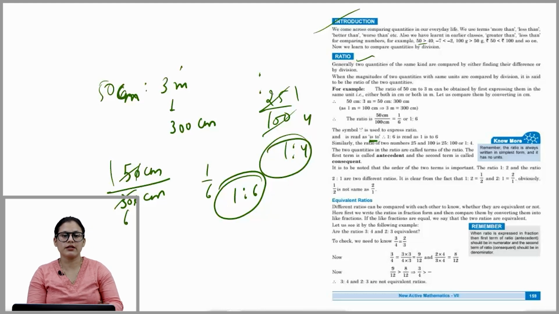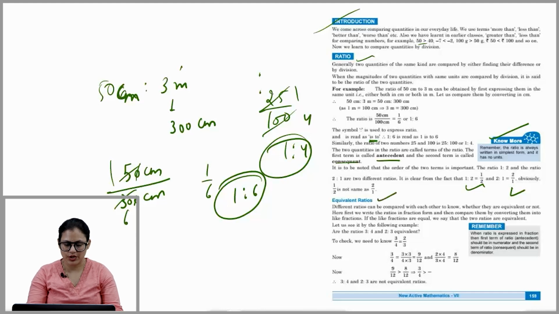Two quantities in the ratio are called terms of the ratio. The first term is called antecedent and the second term is called consequent. It is to be noted that the order of two terms is important. The ratio 1:2 and the ratio 2:1 are two different ratios. These are not equal. It is clear from the fact that 1:2 is 1/2 and 2:1 is 2/1, so obviously 1/2 is not the same as 2/1. Also remember, the ratio is always written in simplest form and it has no units.